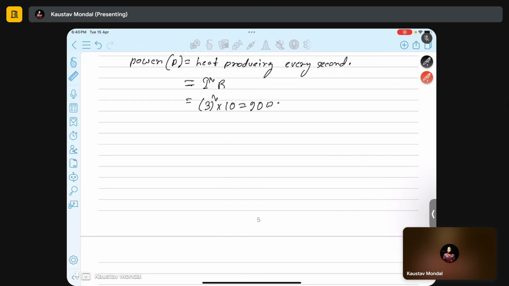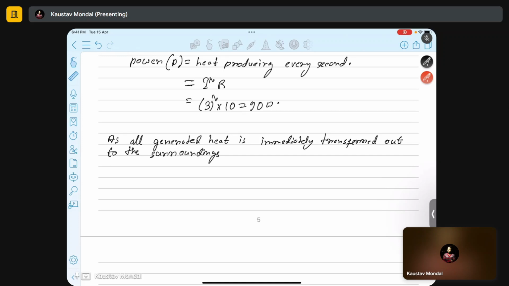As all generated heat is immediately transferred out to the surroundings, the resistor doesn't retain any heat.